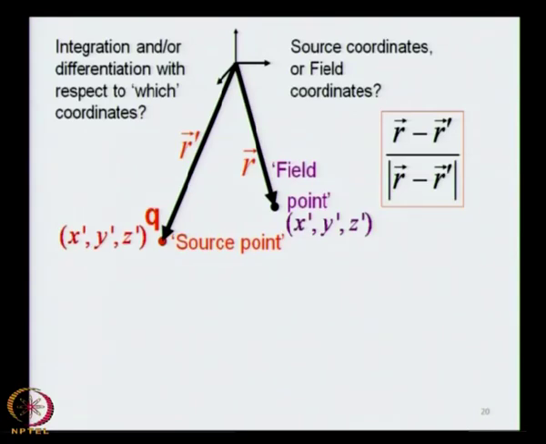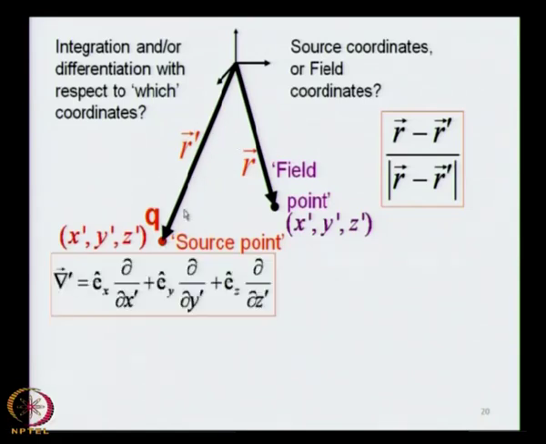You must keep track of the fact that when you carry out integration or differentiation with respect to either r or r prime, if it is over r, it is a field point, if it is over r prime, it is a source point. So, you have to remember that. A gradient with respect to the source point will be denoted by this prime, because if you consider electric fields and you consider the changes in that electric field because you are moving around the source, you move the source from here to some other neighboring point, then you will be talking about the gradients with respect to the source point.